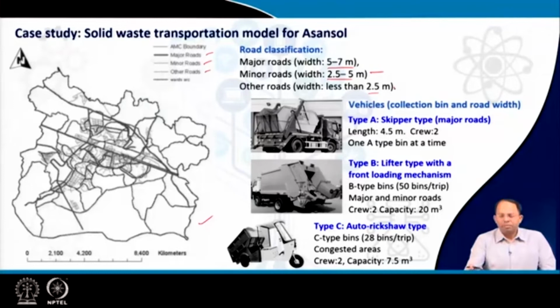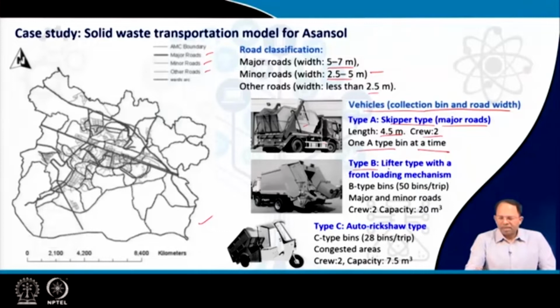Similar to 3 kinds of bins, 3 kinds of vehicles are considered, and this is done as per the type of collection bin and the road width, in which roads they will travel and what sort of bins they will collect from. So type A is a skipper type vehicle which plies along the major roads. Their length is around 4.5 meters. They take a crew of 2, and usually they lift 1 A-type bin at a time. Like over here, they have lifted one of the bins, and once it lifts it, it takes it to the disposal site, disposes the bin, and then again brings the empty bin and places it back in that particular area. Then it moves on to the next bin.